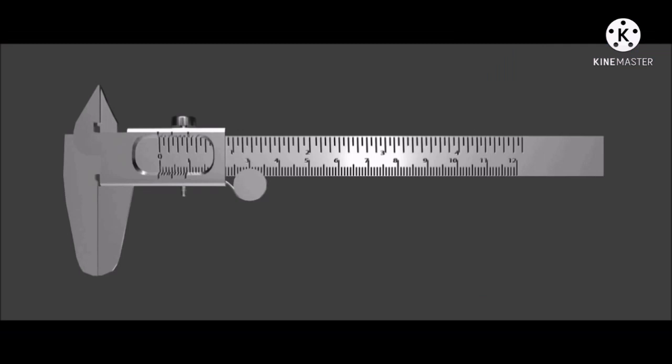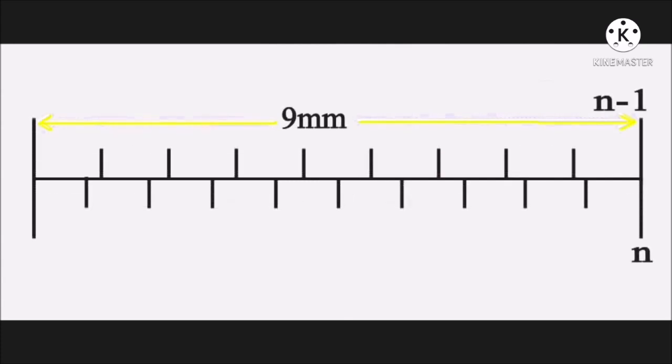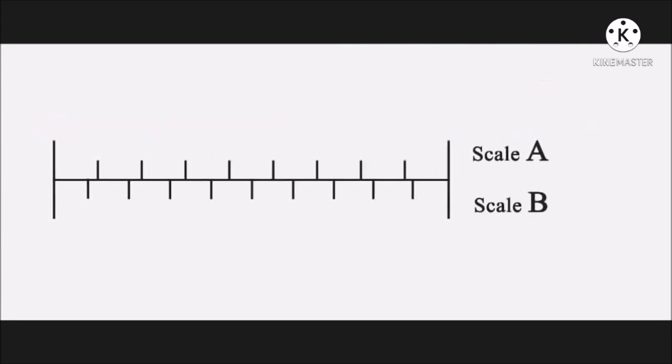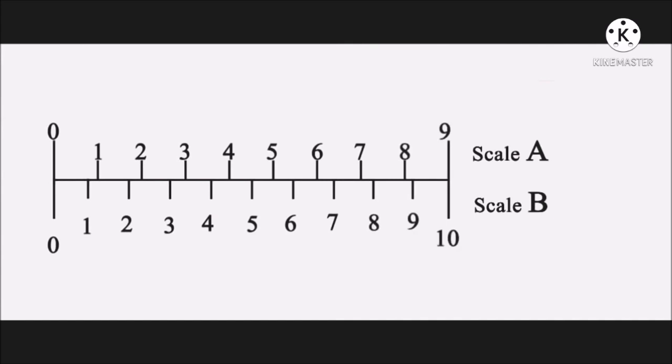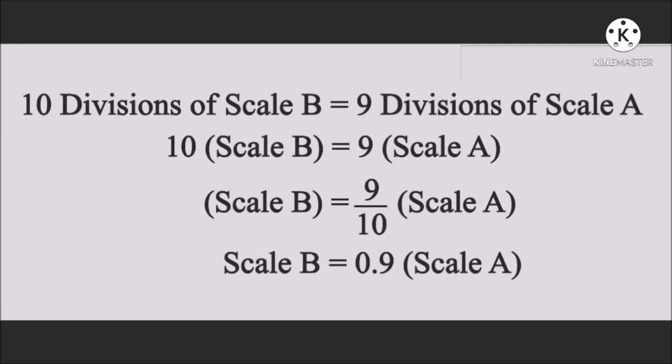This instrument works on a simple principle known as the Vernier principle. According to the principle, a given length x is divided into n minus 1 and n smaller divisions, each division of different length, represented by two scales as shown. Let us say the distance of 9 millimeter is divided into 9 divisions on one side and 10 divisions on the other side. Then 10 divisions of scale B is equal to 9 divisions of scale A. 10 into B is equal to 9 into A. B is equal to 9 by 10 A. B is equal to 0.9 divisions on scale A.